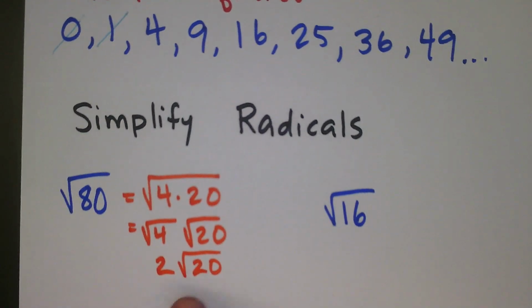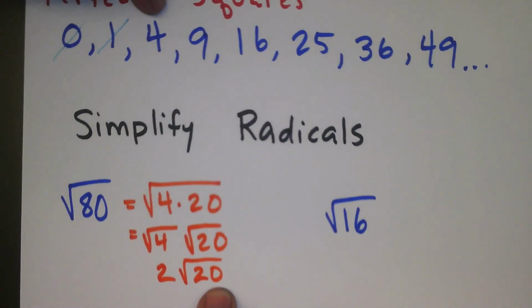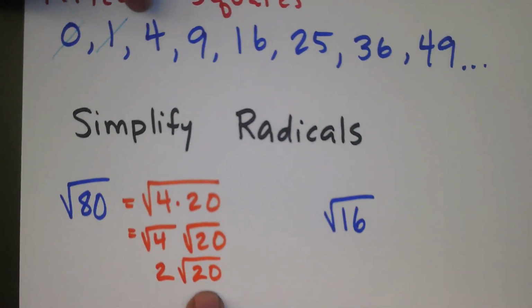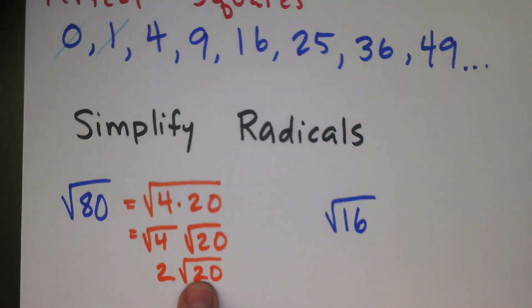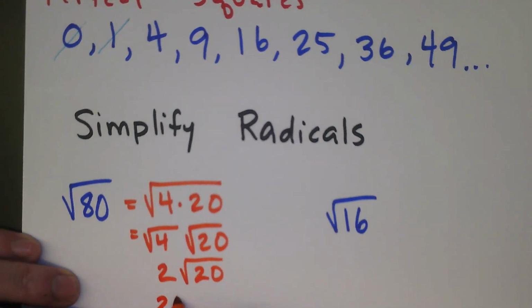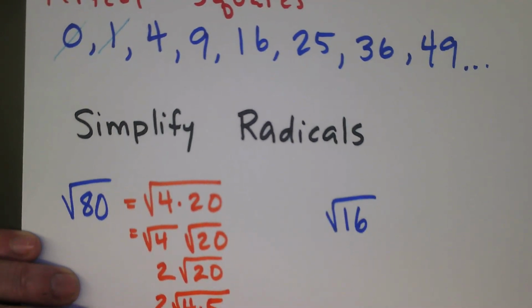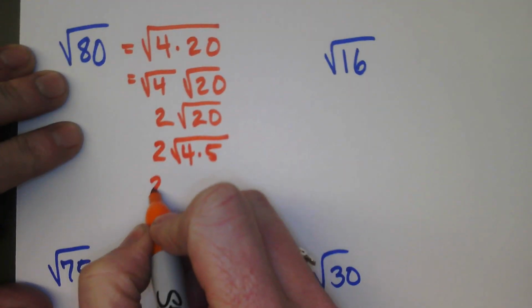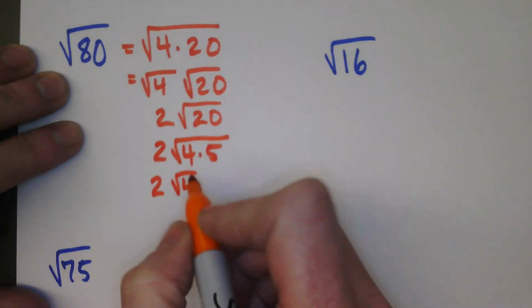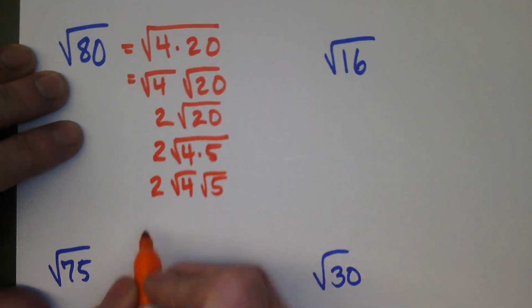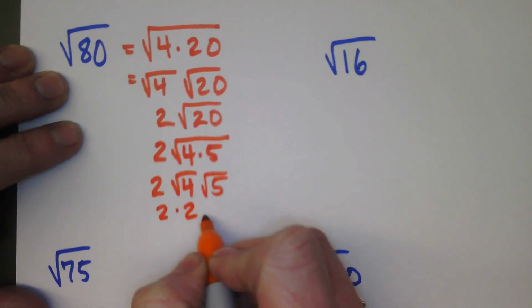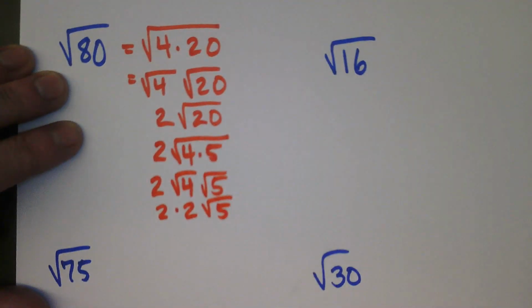Now this one, actually, we have to keep going because 4, I know right away by looking at that number 20, my math facts are screaming at me. 4 also goes into 20. So we can actually repeat this process. We'll leave the 2 on the outside. Instead of 20, I'm going to write 4 times 5. And then I break that down into 2 squares, I should say. Only one of them is perfect. This becomes 2 times 2 times the square root of 5.